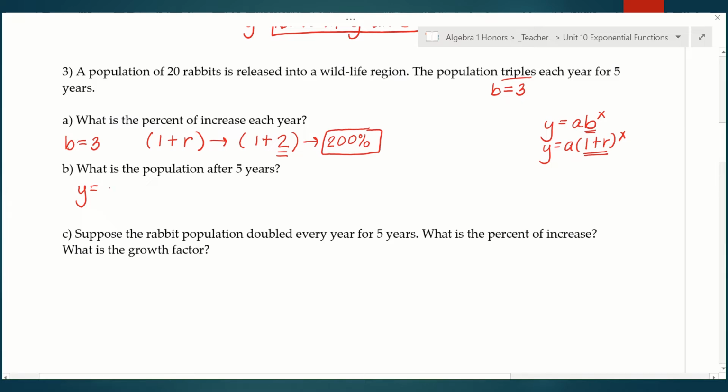So what are we doing here? Population after 5 years. So I'm going to go back and use my formula here. What was my initial population? 20 rabbits, right? I know that my growth factor was 3. So I'm just going to go ahead and use that right away. And after 5 years, this is the 5th power. All right, so how many rabbits is that? I'm getting 4,860 rabbits. Can't have part of a rabbit.